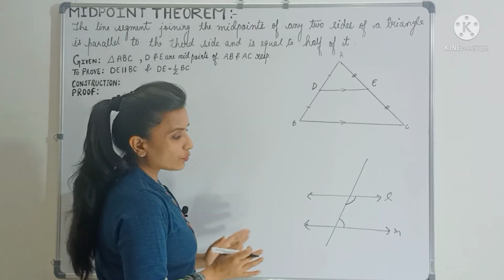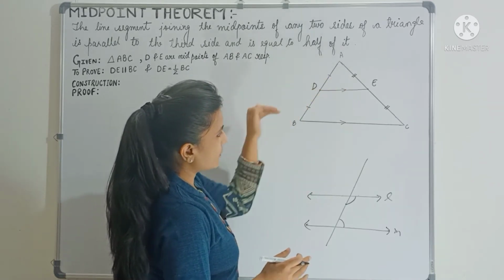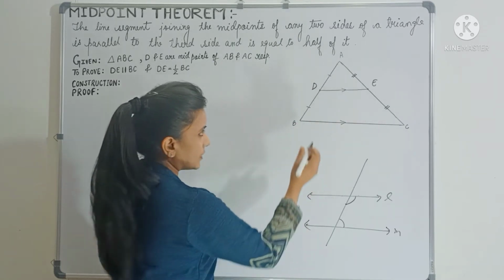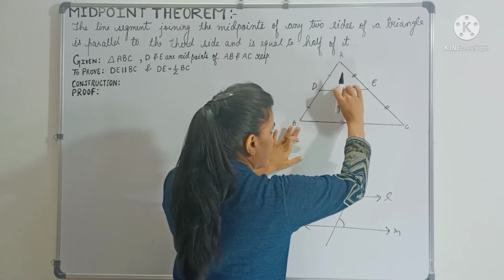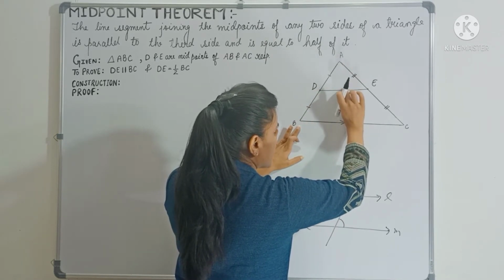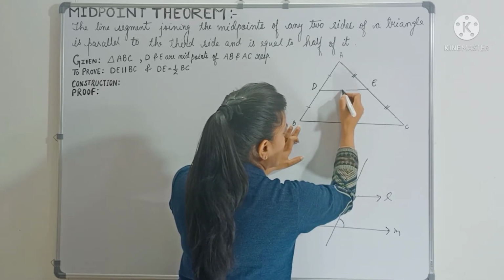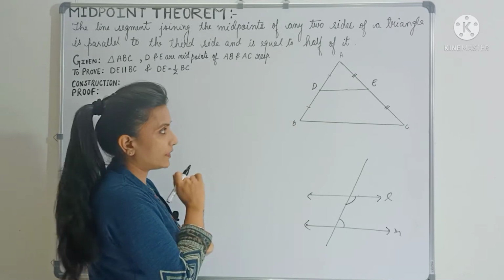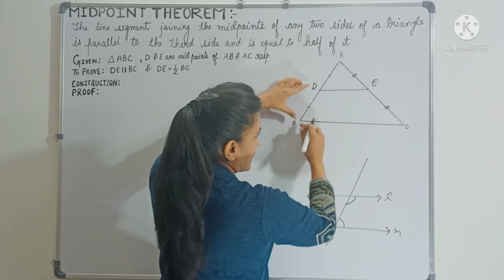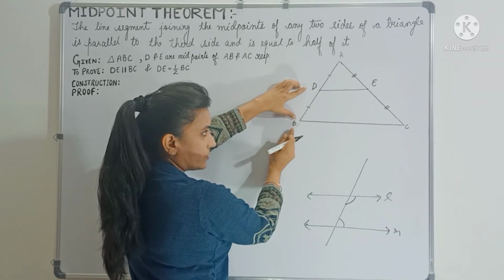So can you use this concept here to show that DE is parallel to BC? Here you can take DE and BC as any two lines. Let me remove these arrow symbols because this is not given. This we have to show. Right now DE is not known to be parallel to BC. This I have to show, that they are parallel. So if I take these two as any random lines, then DB will act as a transversal.